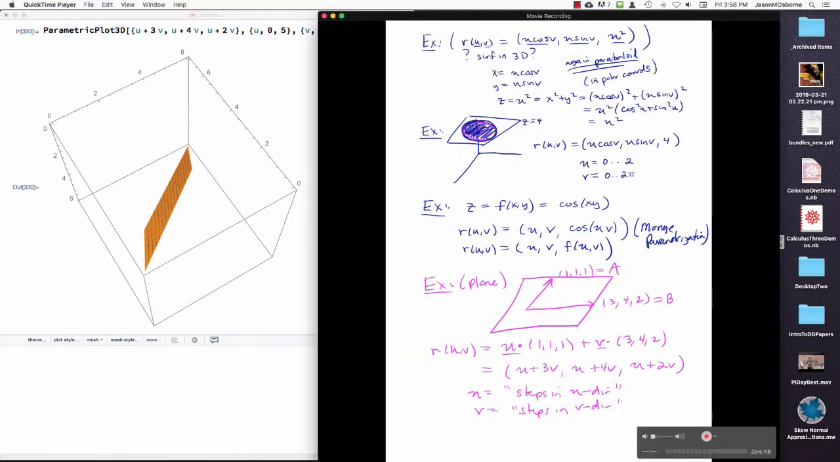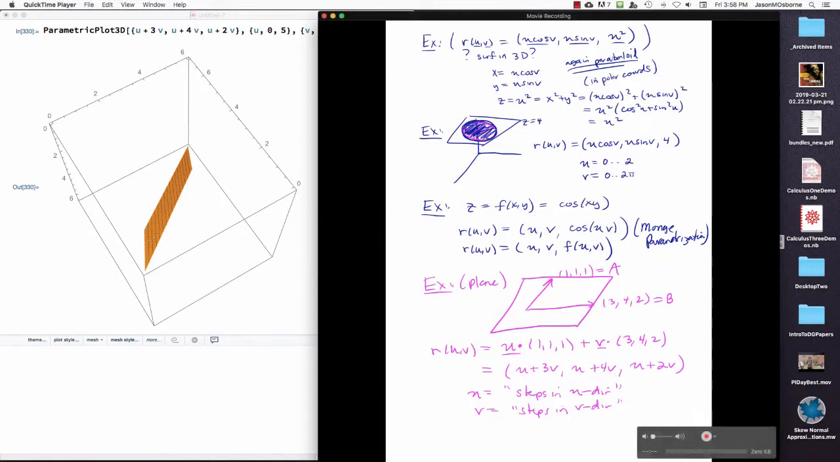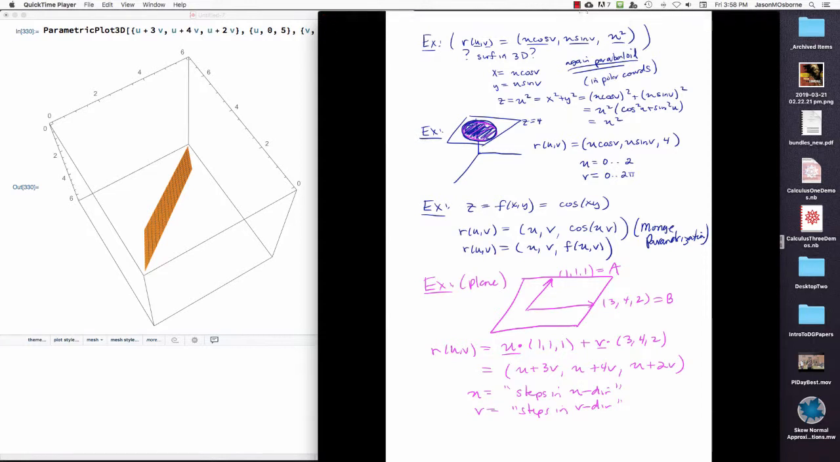Okay, so that's a good introduction to some of the basic surfaces that can be parametrized. We'll do in one video maybe a couple more complicated examples than the ones we've just done here, but this is a good introduction.